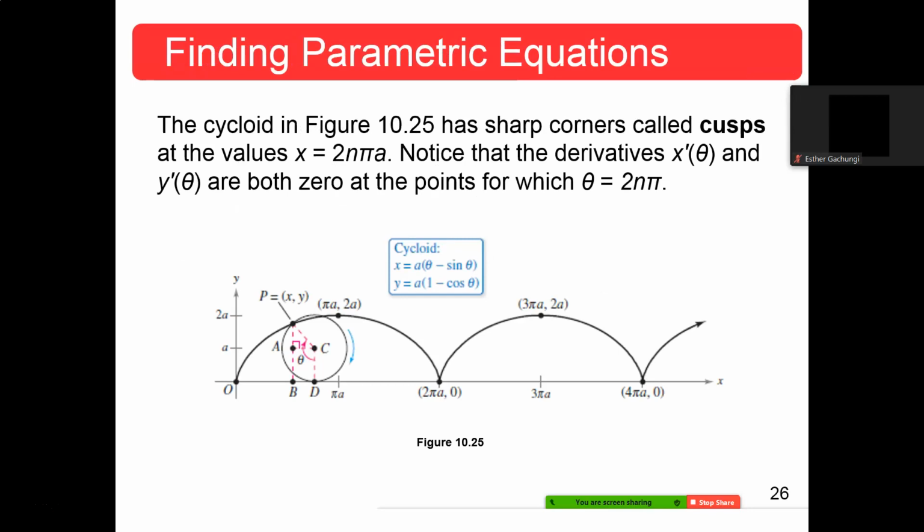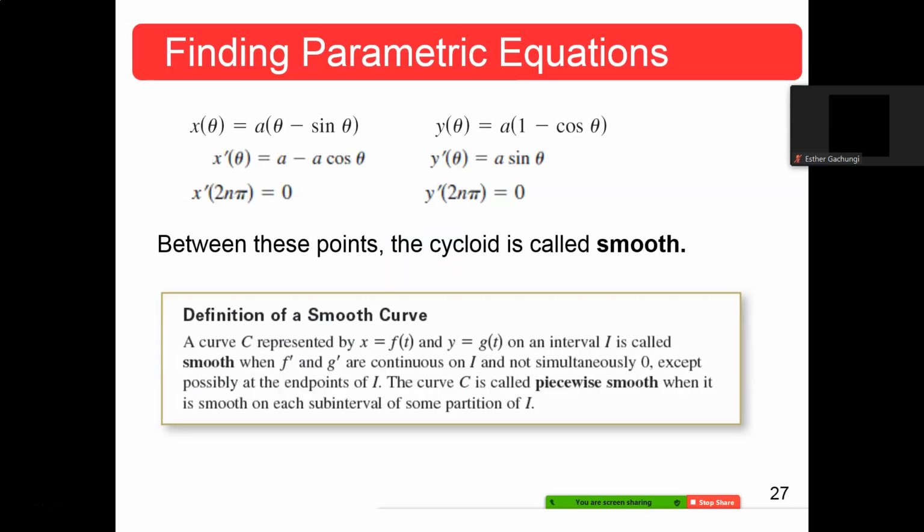Okay, so the cycloid in that figure has sharp corners called cusps at the values x equal to n pi a. Notice that the derivatives there are both 0 at the points for which theta is 2n pi. So therefore you have an indeterminate form, well, not quite the same, but both the change of x and the change of y with respect to theta are 0. Boy, they're just beating this into the ground.